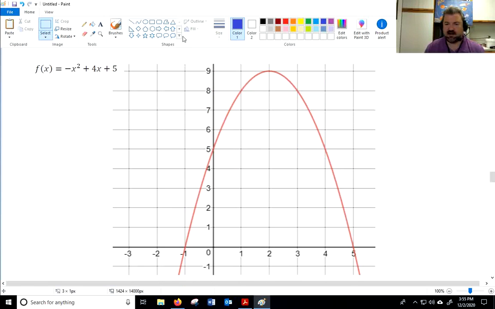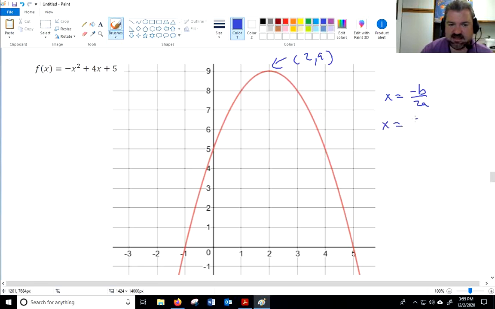All right. Well, I think from the graph, it looks like the vertex is at 2, 9. So how can we confirm that? Well, we've learned that the formula for the x coordinate is negative b over 2a. It's just that front part of the quadratic formula. So negative b would be negative 4 over 2 times a negative 1. That's a negative 4 over negative 2, which is 2. Okay? Well, what is f of 2?